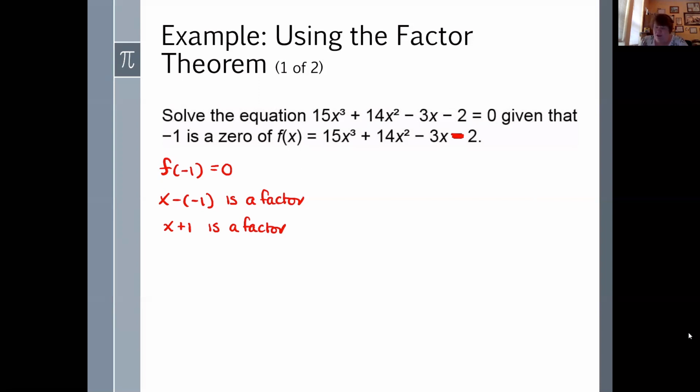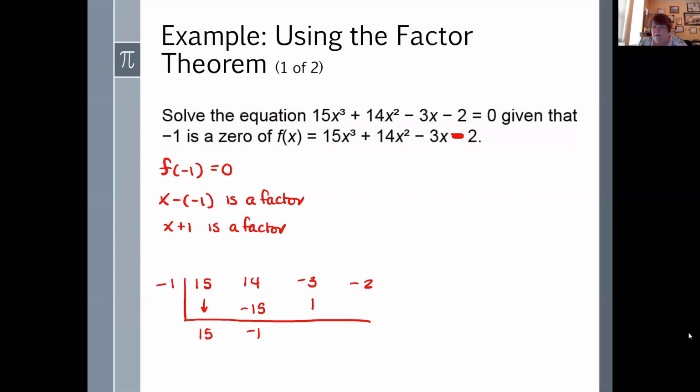All right, so let's just do the division. We're going to divide by -1. And I should get a remainder of 0. So I'm going to bring the 15 straight down. 15 times -1 is -15. Add the 14 and the -15, that's -1. -1 times -1 is +1.